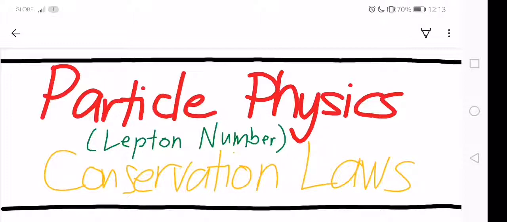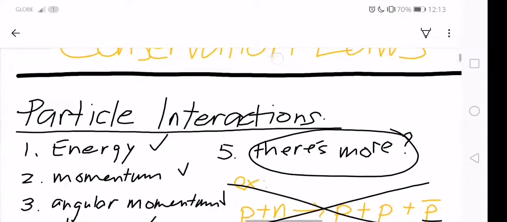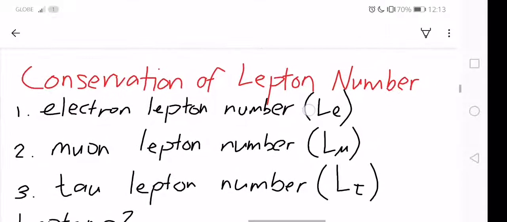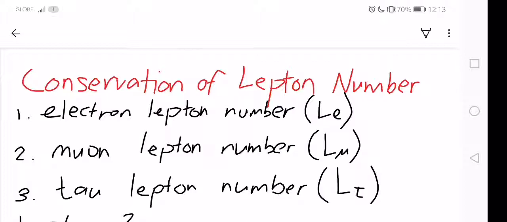So, in addition to the baryon number, we have another conservation law, which is the conservation of lepton number. There are three conservation laws for the lepton number. First is the electron lepton number, denoted by L sub E. Next is the muon lepton number, L sub mu, and the tau lepton number, L sub tau.